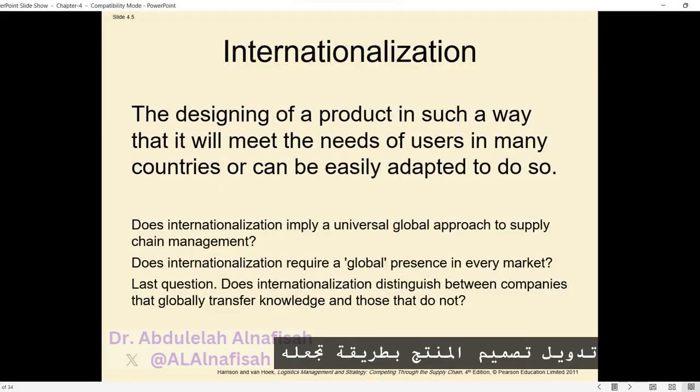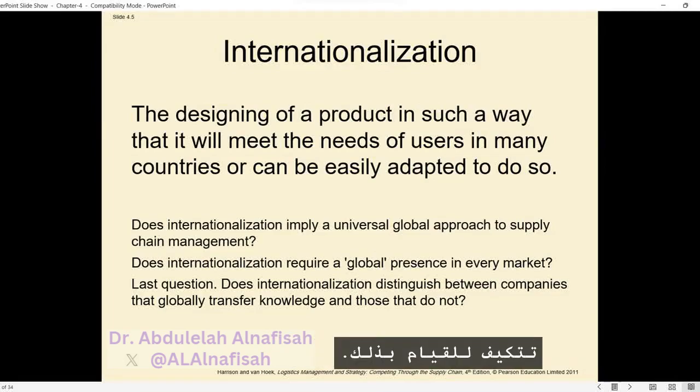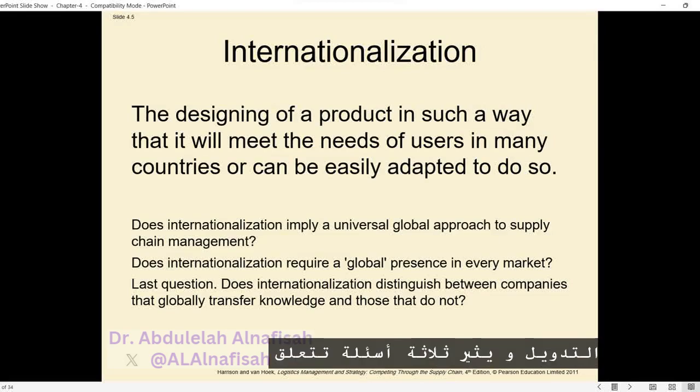Internationalization. The designing of a product in such a way that it will meet the needs of users in many countries or can be easily adapted to do so. This discusses the business approach towards internationalization and raises three questions related to cross-border logistics. Does internationalization imply a universal global approach to supply chain management? The answer to this question is no.